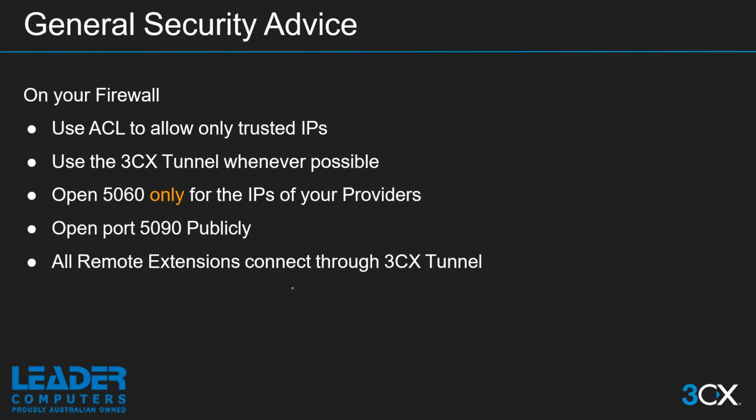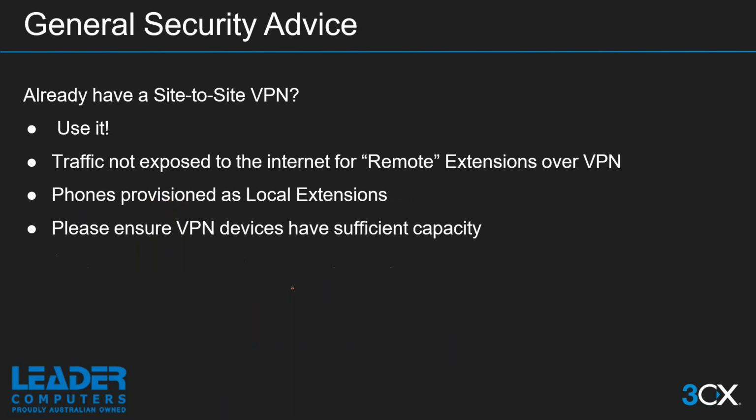And general security advice on your firewall: use an access control list to allow only trusted IPs. Use the 3CX tunnel whenever possible. Open 5060 only for the IPs of your providers. Open port 5090 publicly, and all remote extensions connect through 3CX tunnels. If you already have a site-to-site VPN, you can use it. Traffic is not exposed to the internet for remote extensions over VPN. Phone provisioning is for local extensions. Please ensure VPN devices have sufficient capacity and don't overload the VPN connection.